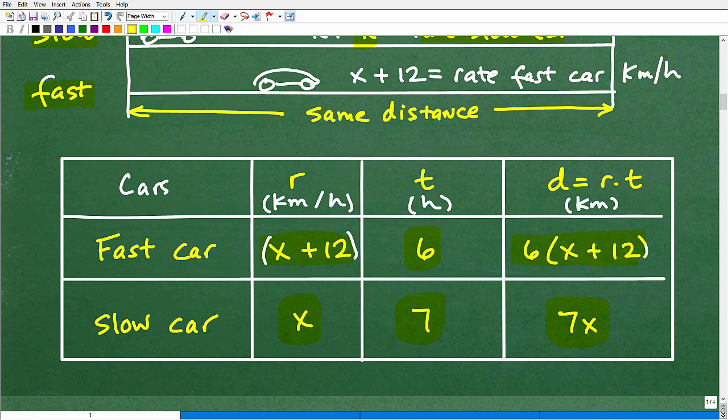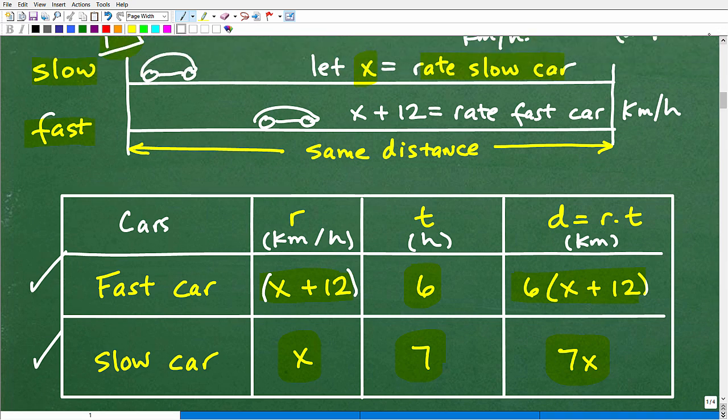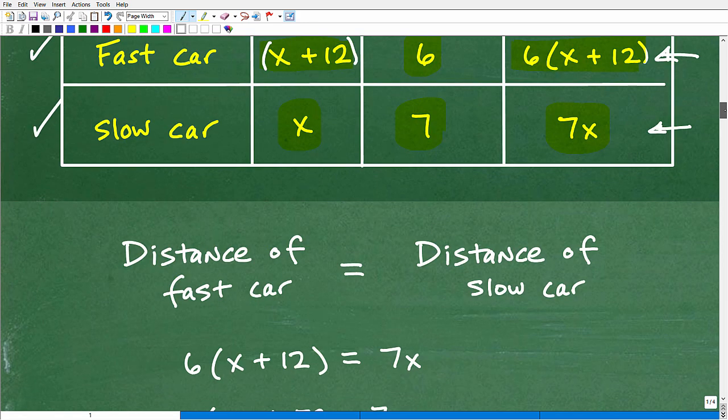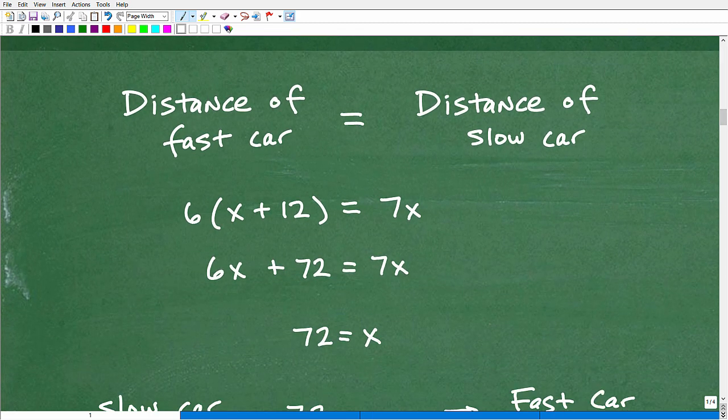Now let's just think about it. How much distance did each car travel? Both the fast car and the slow car went the same distance. They went from the gas station to Tampa. So at this stage, we want to set up an equation. This distance here has to be the same as this distance, because they traveled the same distance. So the distance of the fast car is the same thing as the distance of the slow car.